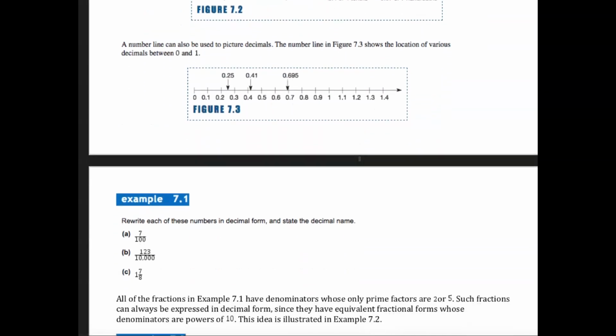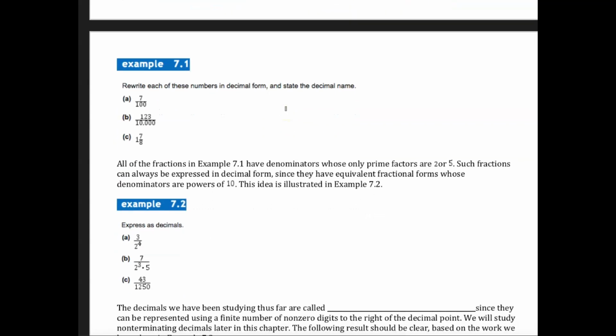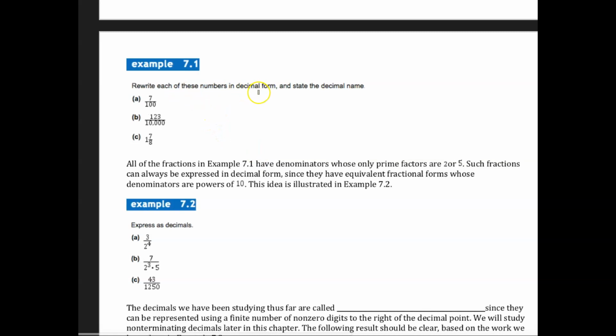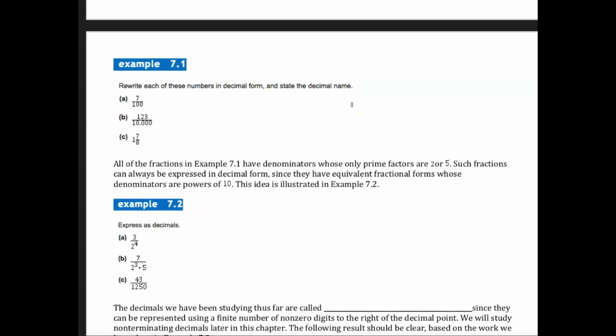The number line is also another way to represent decimals. You can take a look at how we have the number line, and it shows the locations of various points between 0 and 1. And so then you have these examples here to go over, to look at how we would write each of these fractions in decimal form.